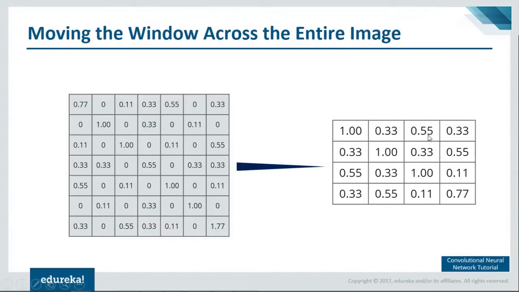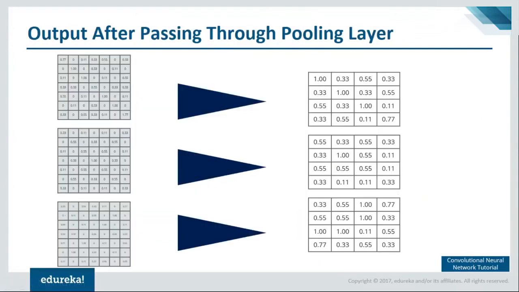This output we have got after moving our window throughout the image that we have got after passing through the ReLU layer, right? And when we repeat this process for all the three outputs that we have got after the ReLU layer, then we get this particular output after the pooling layer, right? So basically we have shrunk our image to a 4 cross 4 matrix. Now comes the tricky part. What we are going to do now is stack up all these layers.